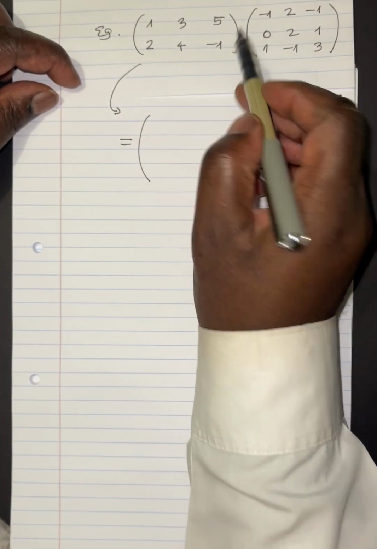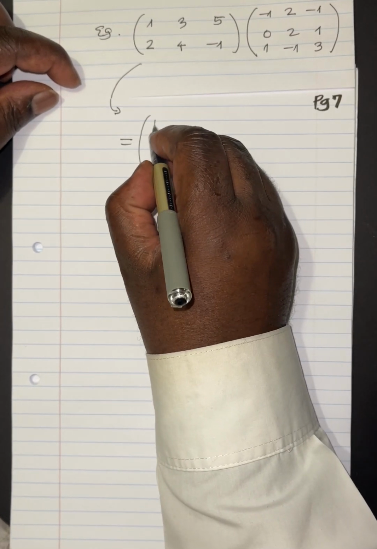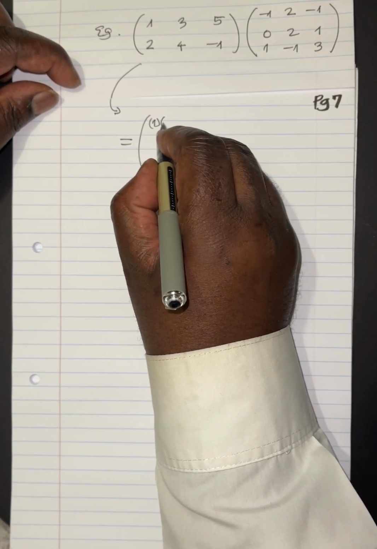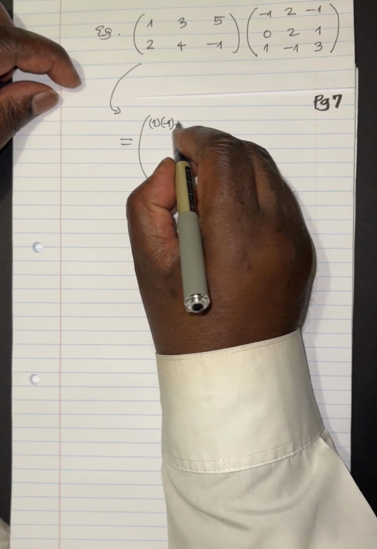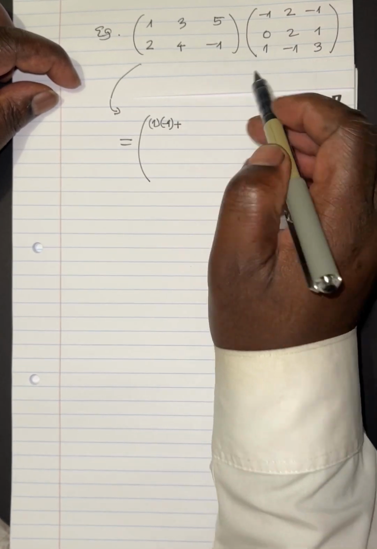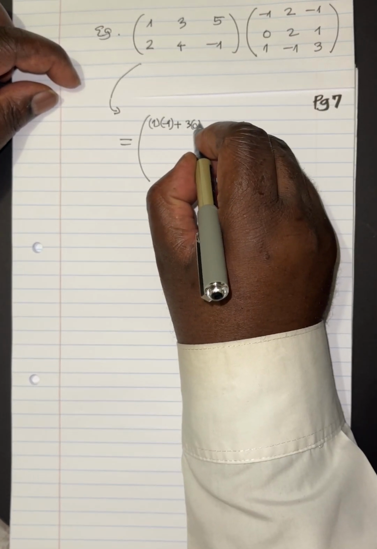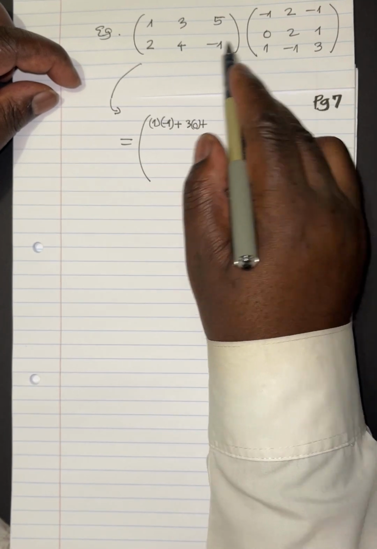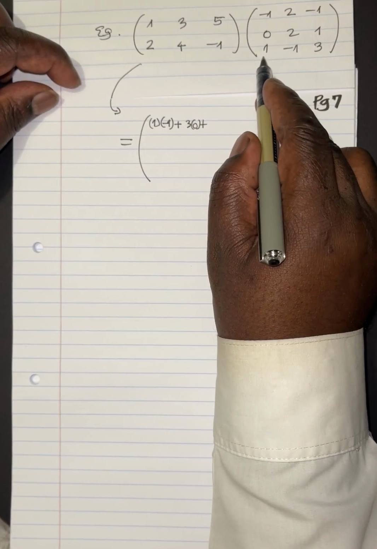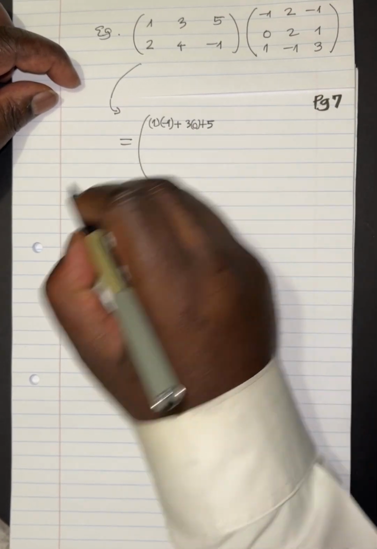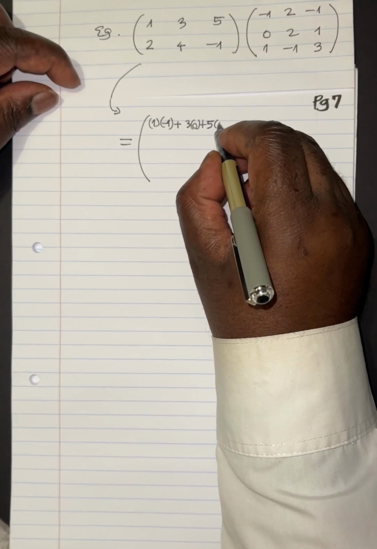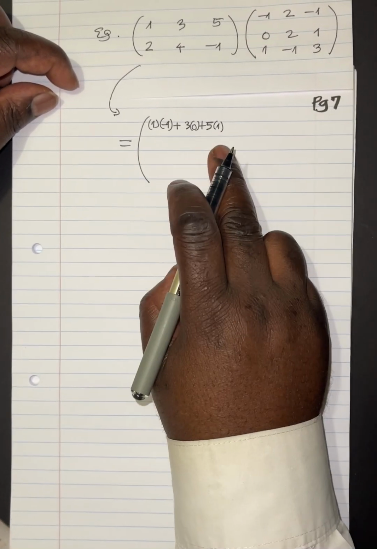we're saying 1 times -1, and then plus 3 times 0, plus, then we have 5 times 1. I'm just going to leave it as 5. Or let me just do this. Right. So you understand what's going on now.